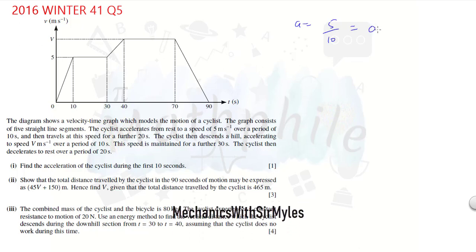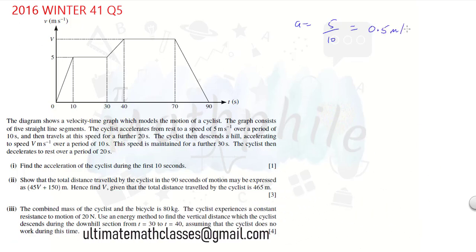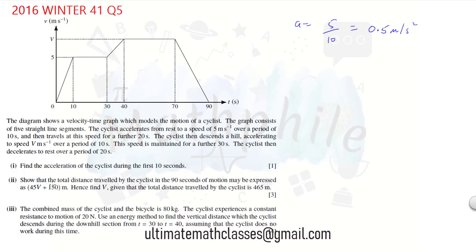And interestingly, someone will write 0.2. It's normal. 0.5 meters per second squared. Okay, the next part is: show that the total distance traveled by the cyclist in the 90 seconds of motion may be expressed as 45V plus 150.